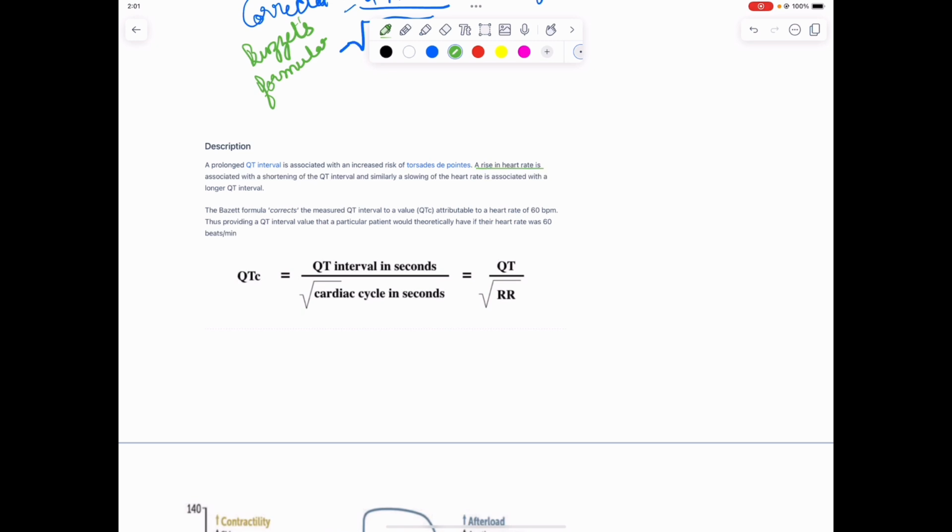See, a rise in heart rate is associated with the shortening of the QT interval, and similarly a slowing of heart rate is associated with a longer QT. The Bazett formula corrects the measured QT interval to a value QTC attributable to a heart rate of 60 beats per minute, thus providing the QT interval value that a particular patient would theoretically have if their heart rate was 60 beats per minute. So remember that QTC is equal to QT upon the square root of the RR interval.